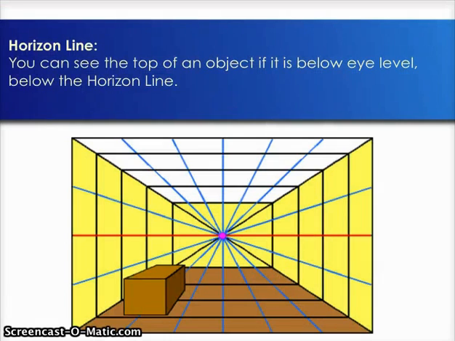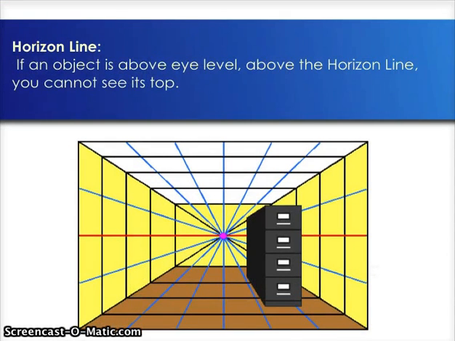You can see the top of an object if it is below eye level, or below the horizon line. If an object is above eye level, above the horizon line, you cannot see its top, which is the case for the four-drawer filing cabinet.